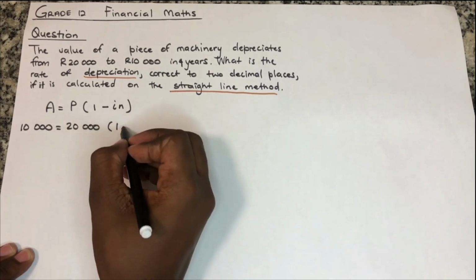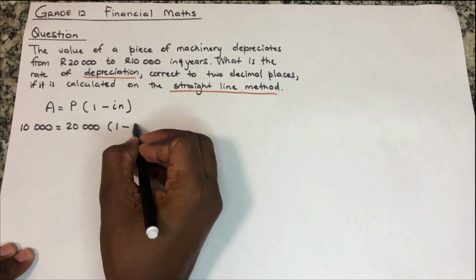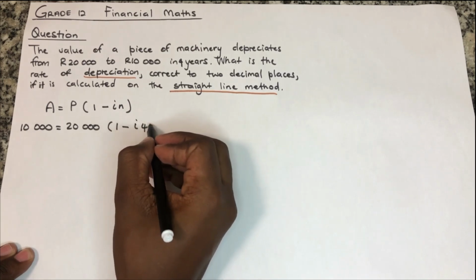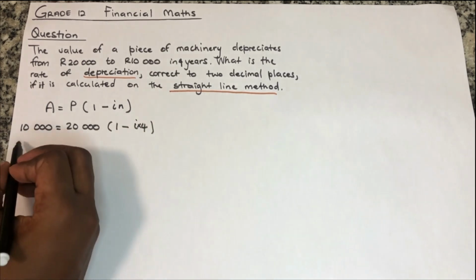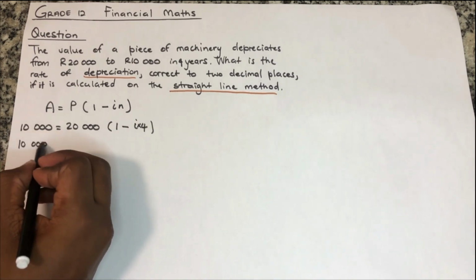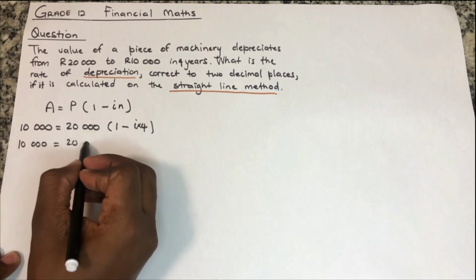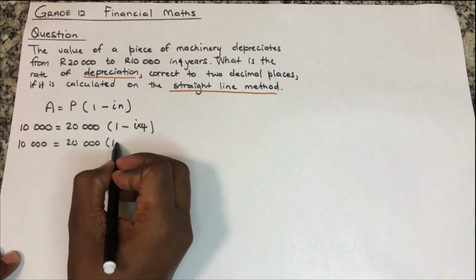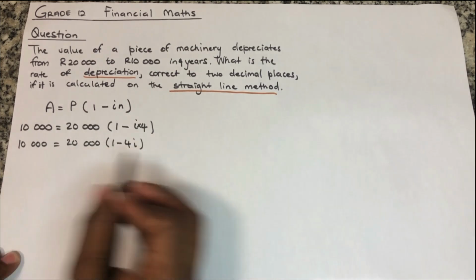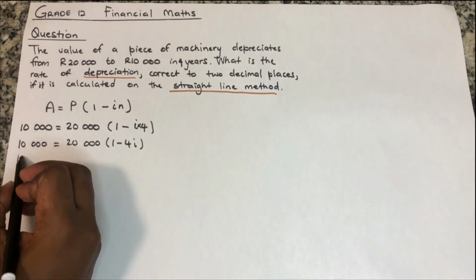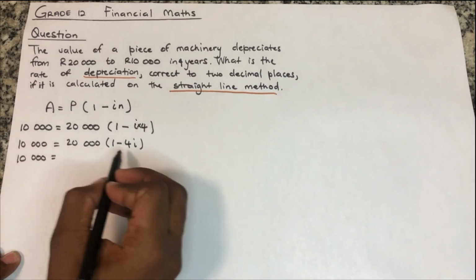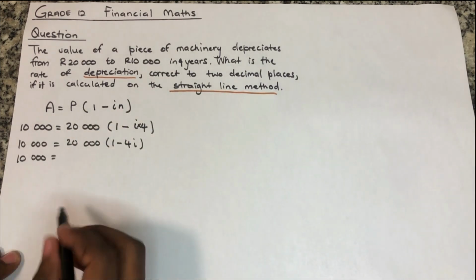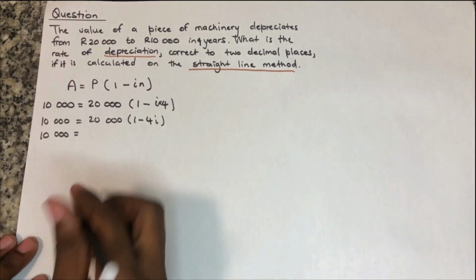So that's going to be 1 minus i, which we're looking for, multiplied by 4. So 10,000 rands equals 20,000, and that's going to be 1 minus 4i. Let's start with that one. On this side we have 10,000 is equals to 20,000 multiplied by the bracket, which basically means we have to multiply.